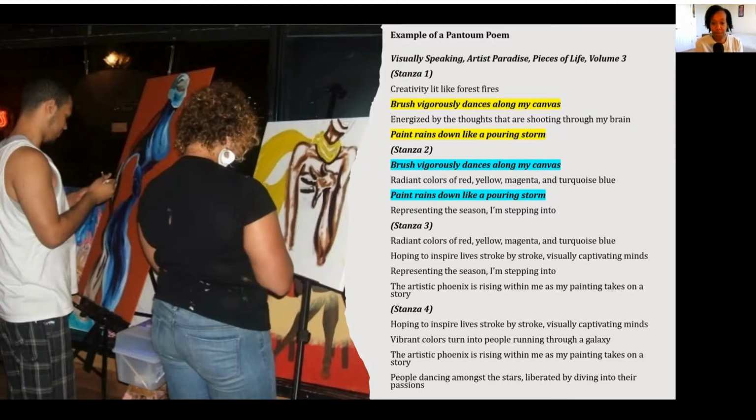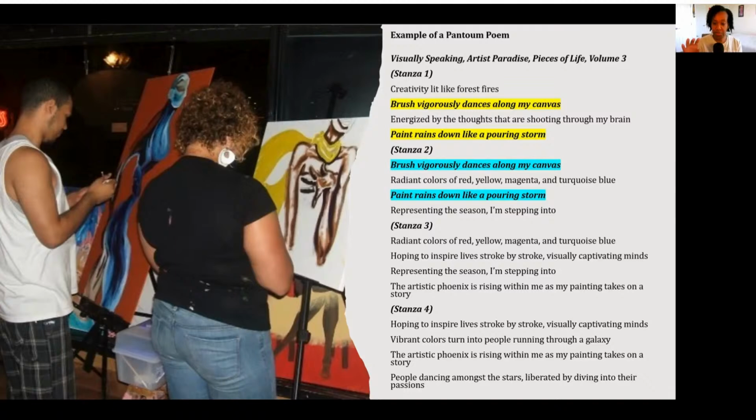Creativity lit like forest fires. Brush vigorously dances along my canvas, energized by the thoughts that are shooting through my brain. Paint rains down like a pouring storm.